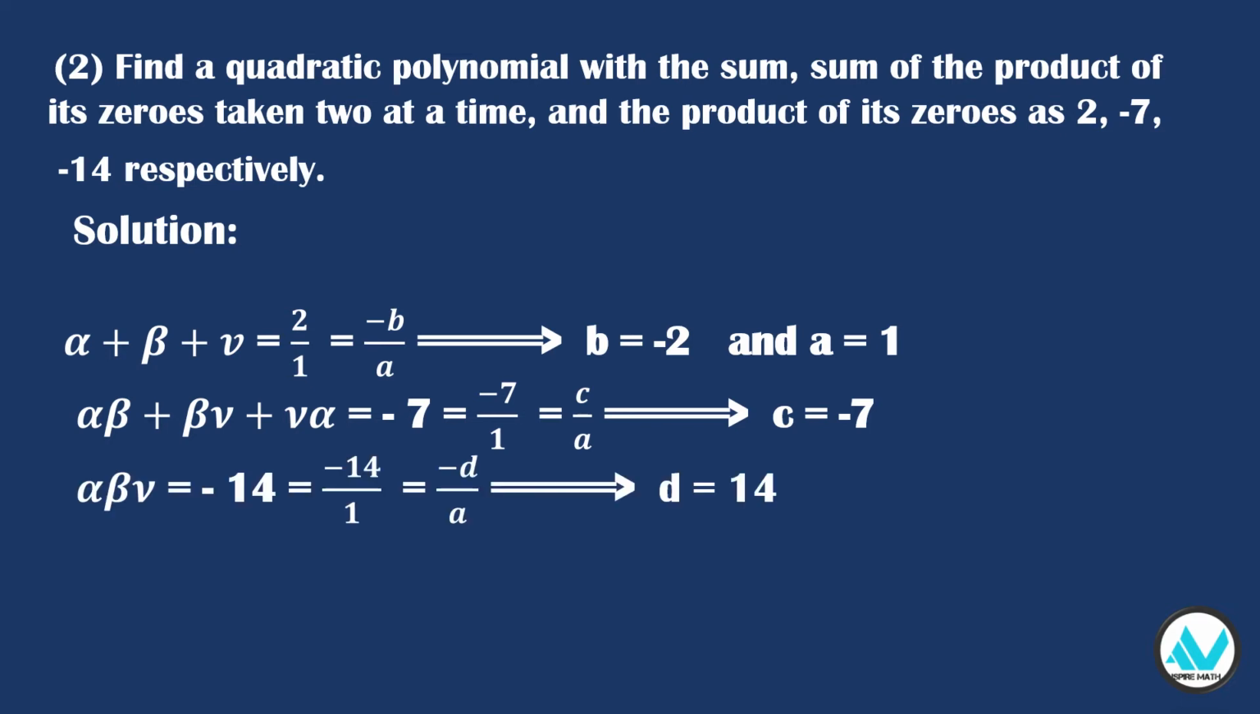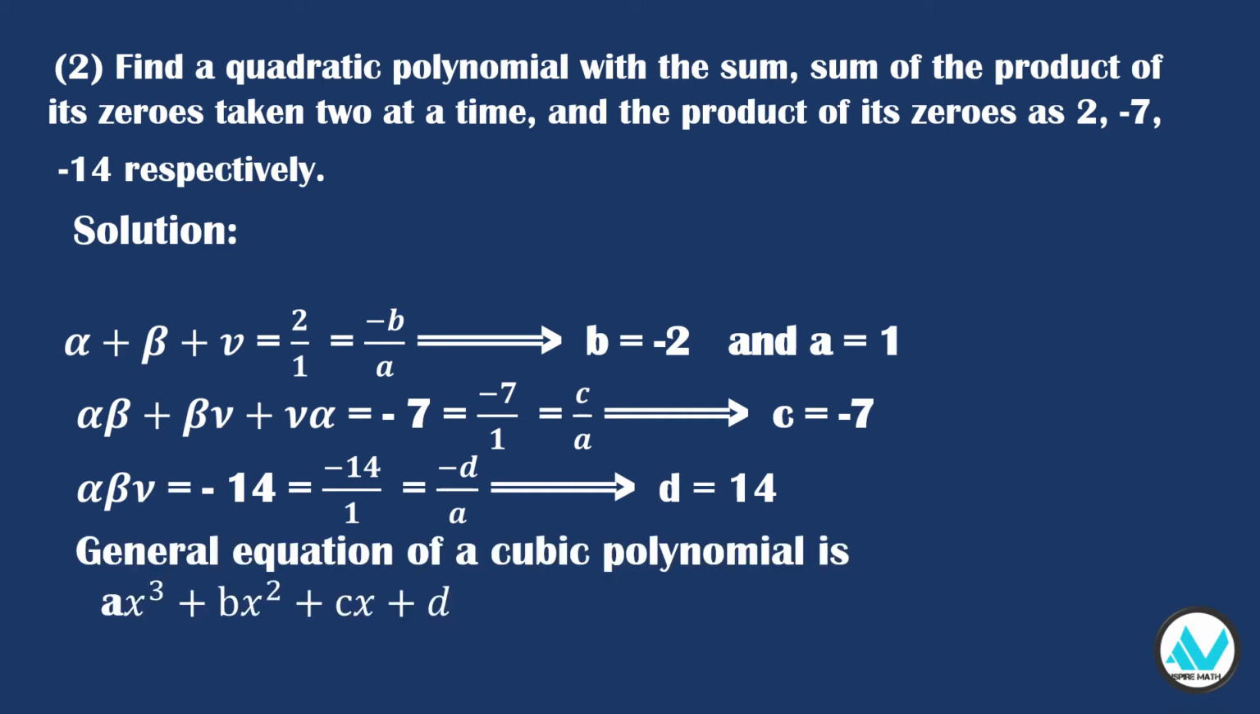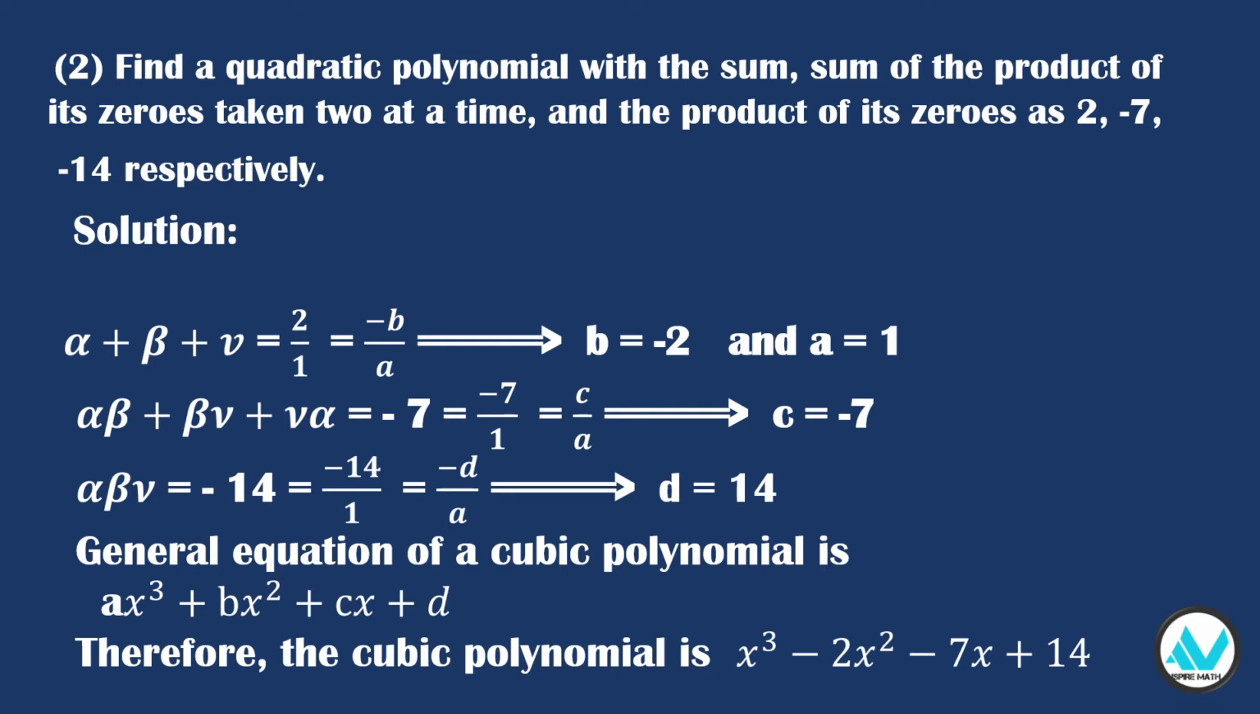Once again, the last condition, product of the zeros is given to be -14. So alpha beta gamma equal to -14. We all know that the product of the zeros is nothing but -d by a. So when I compare these two, I can cancel minus and minus. I get d equal to 14. Now we all know that the general form of a cubic polynomial is nothing but ax cube plus bx square plus cx plus d. Now let's substitute in place of a 1, in place of b -2, in place of c -7, and in place of d 14. Therefore, the required cubic polynomial is nothing but x cube minus 2x square minus 7x plus 14.